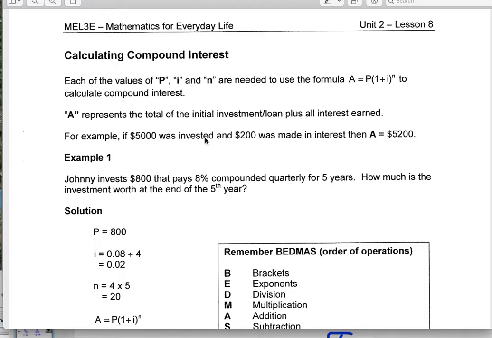Welcome back. So calculating compound interest. Each of the values of p, i, and n are needed in the formula A equals P times (1 plus i) to the exponent n to calculate compound interest. A represents the total investment or loan and all the interest earned. For example, if $5,000 was invested and $200 was made in interest, for the total amount you would add 5,000 and 200 to give you 5,200. So that is the A value.